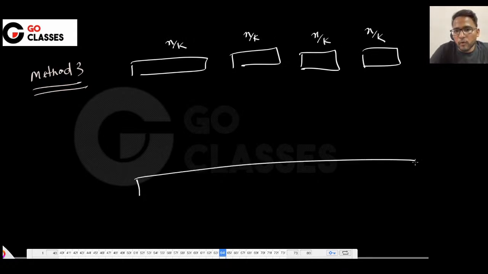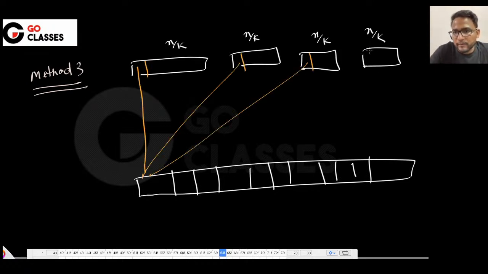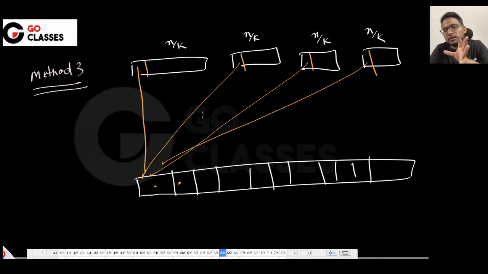In method 3, these are n/k size arrays. Let's take the minimum of all, and put that one element here. I will take the minimum of all the first elements and put it here. Similarly, I will put some element here after comparing all the concerned elements. Since there are k arrays, just to put one element, I am doing k comparisons.